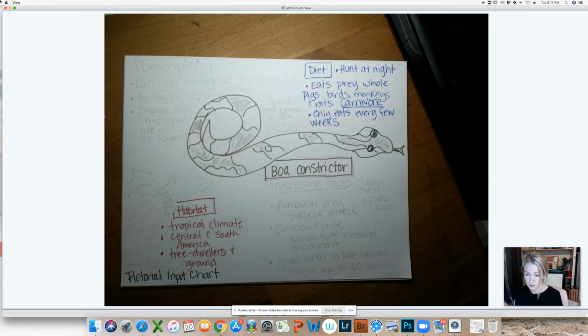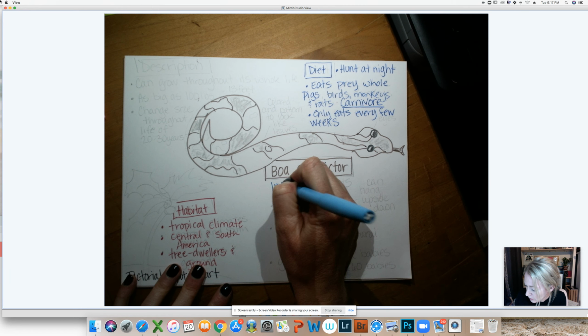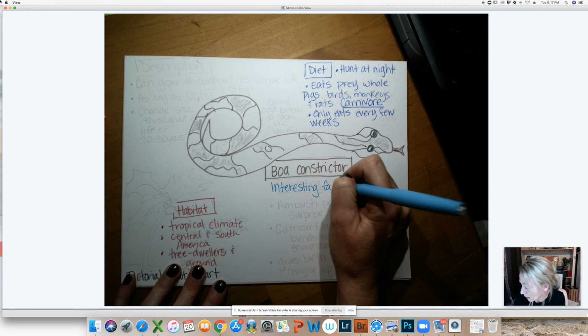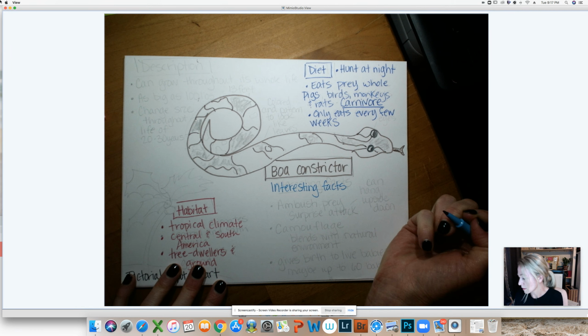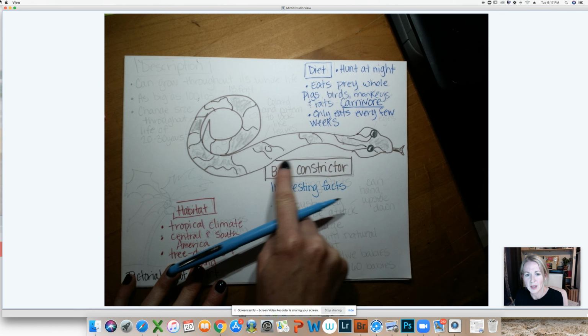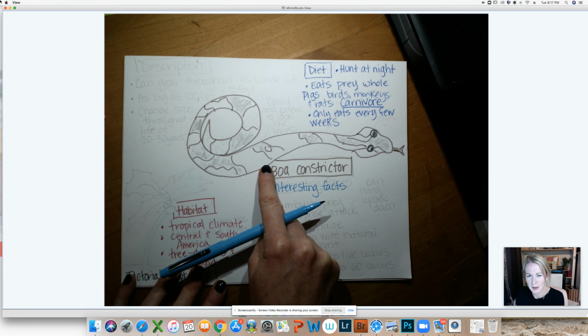And I found, teachers, I'm switching pens, I found some really interesting facts. Now, interesting facts really help me as a learner stop and think about the animal and how it behaves and what it might look like.